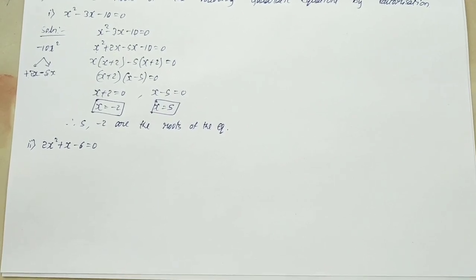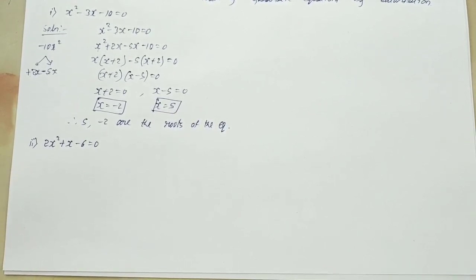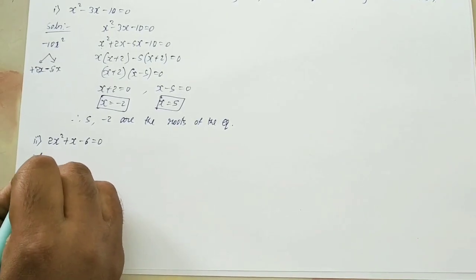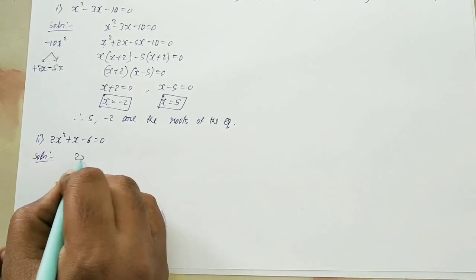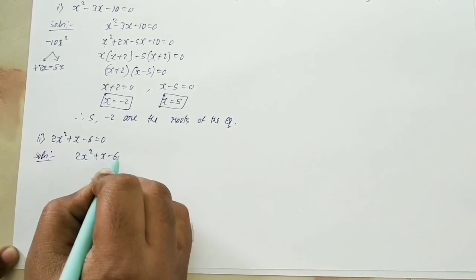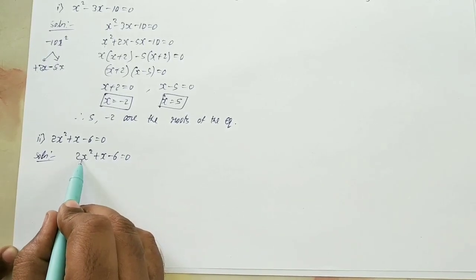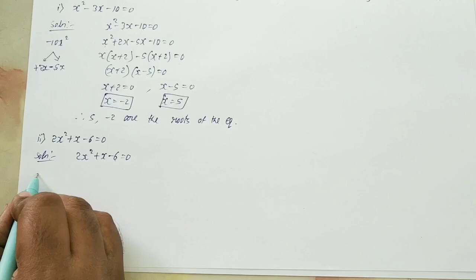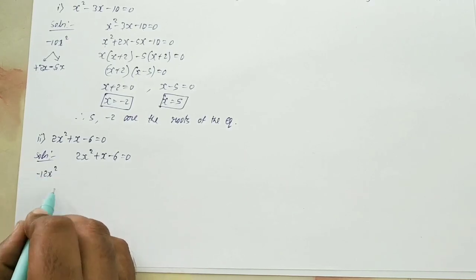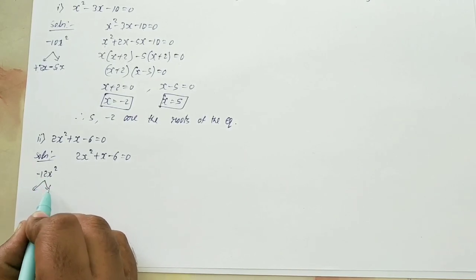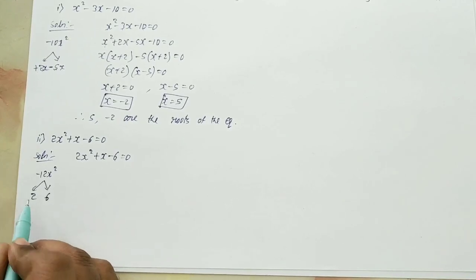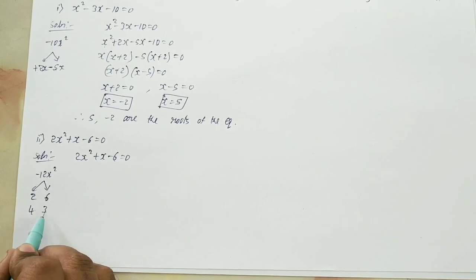Next, second sub question: 2x square plus x minus 6 is equal to 0. What is the first step now? We have to multiply first term and last term, right? So the question is 2x square plus x minus 6 is equal to 0. If we multiply first term and last term, what will we get? 2x square into minus 6 gives minus 12x square, right? Now in which table will we get 12, we have to see here. 2 6s are 12 or 6 2s are 12, right? 4 3s are 12 or 3 4s are 12.